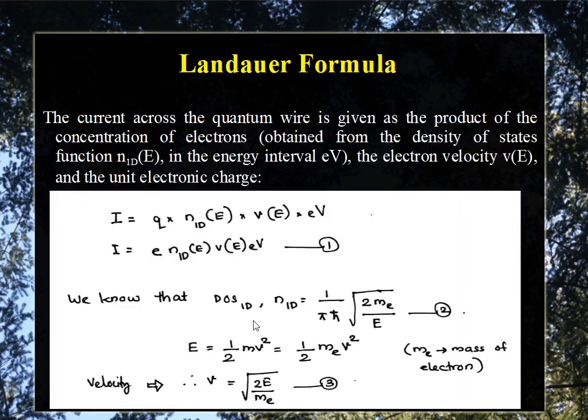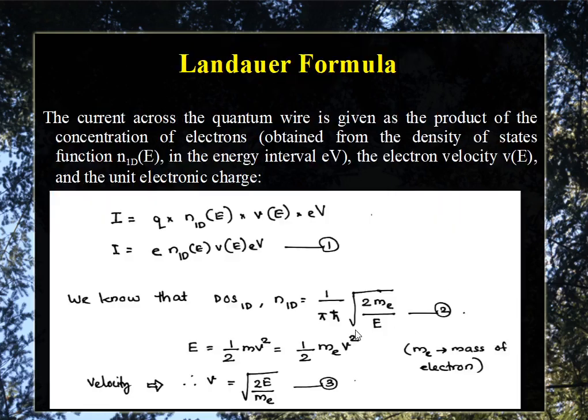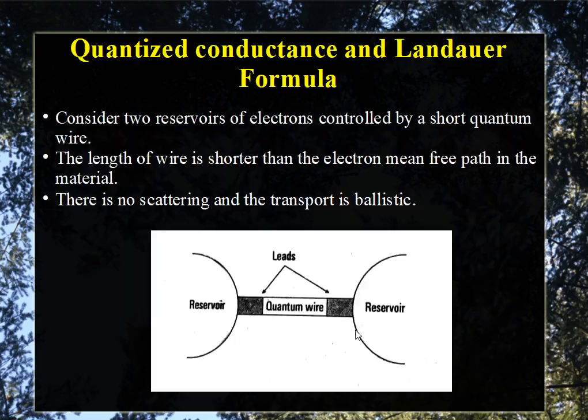So here another important question will be: explain and derive the Landauer formula. Very important from the exam point of view. The previous university question was: explain and derive the Landauer formula. So first of all you need to draw this figure, then you need to explain it. The conduction of electrons through the quantum wire can be expressed through the Landauer formula.